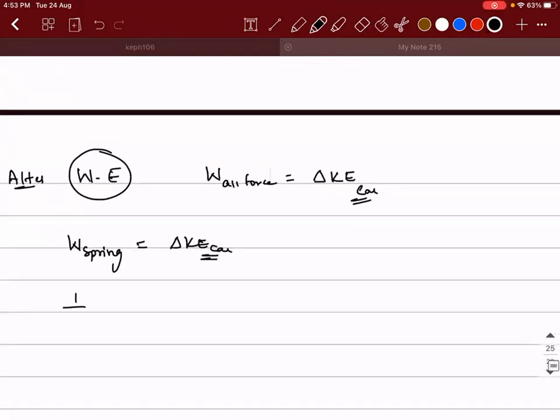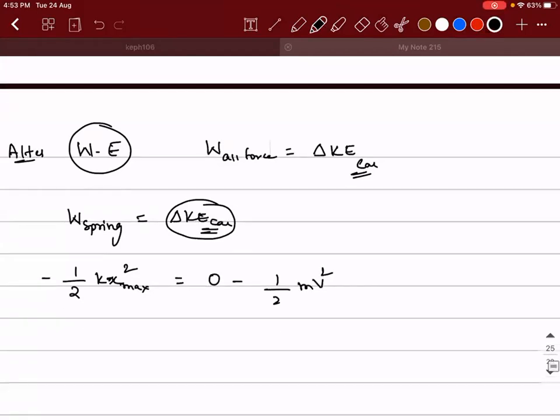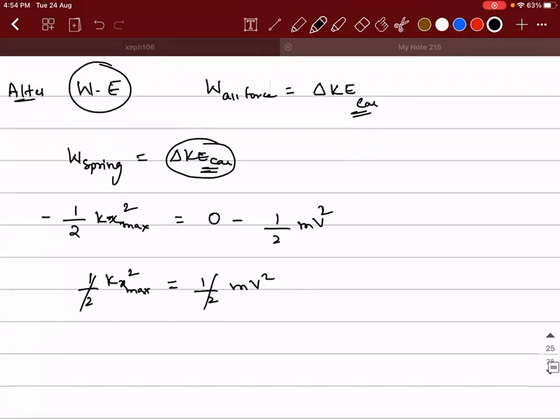So what is the work done by the spring? It is half into k into x max square. Observe carefully. Here I'll put a minus sign because it's doing negative work. I told you, right? Whenever you are applying the work energy theorem, you need to take the minus into consideration. This will be equal to the change in kinetic energy: final kinetic energy is 0 minus initial kinetic energy, half into m into v square. Now observe that this equation and the above equation are the same. Half into k into x max square is equal to half into m into v square. Half and half will get cancelled. Now you solve. It's the same story.